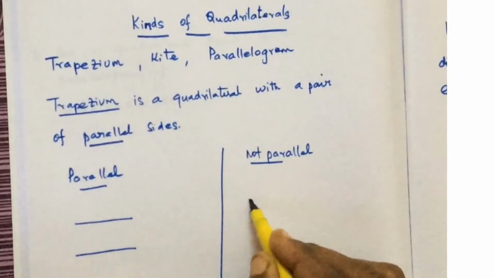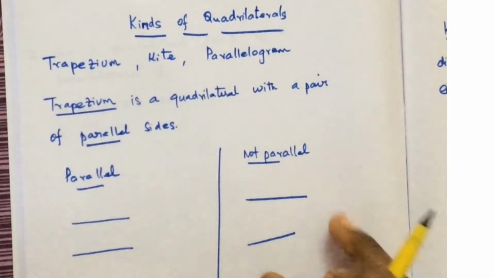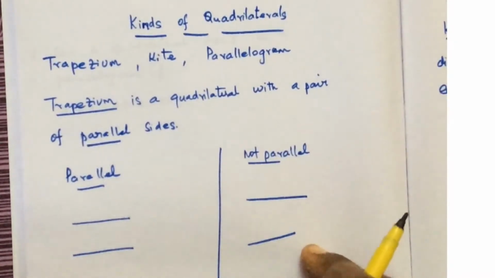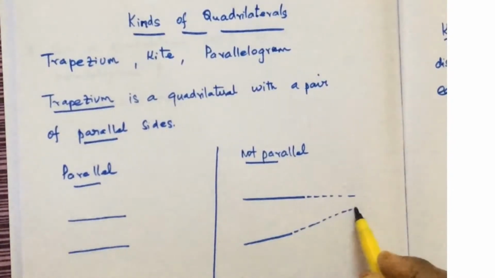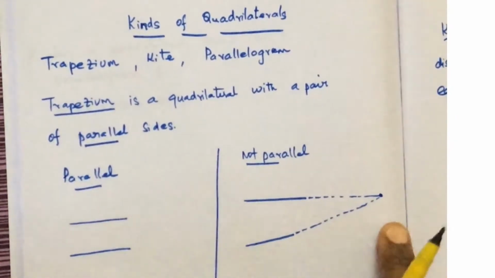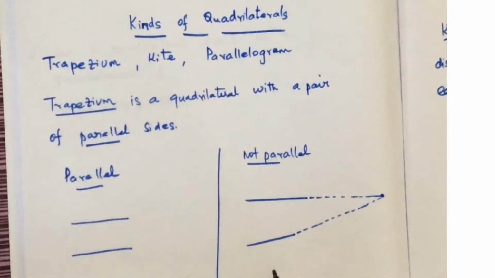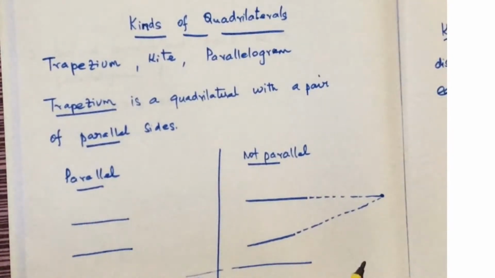Consider here, I am drawing a line like this, and another line like this. Even though within this region these two lines are not meeting each other, if I keep extending the lines, at one point they will meet each other. So these two lines are not parallel. I can draw like this also. From here to here it is not meeting, but if you extend the lines, at some point they will meet. So these two lines are not parallel.